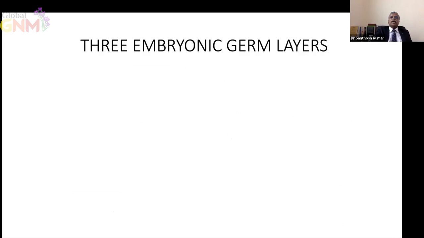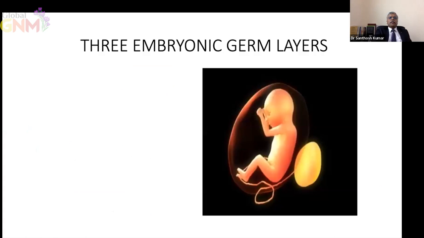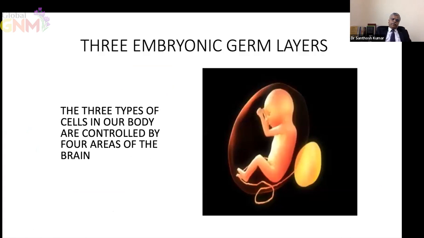So these 3 embryonic germ layers are very important for us in understanding GNM theory. These are the 3: ectoderm, mesoderm, and endoderm. Got it? Now comes the importance of this one. All these 3 germ layers in the zygote are controlled by 4 areas of the brain. In our brain, there are 4 areas. These 4 areas of the brain are controlled by these 3 germ layers.